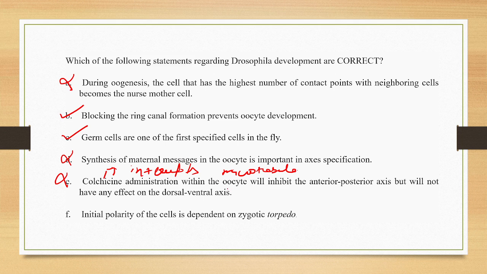The last point is, initial polarity of the cells is dependent on zygotic torpedo. See, initial polarity is primarily dependent upon the maternal factors, not on zygotic torpedo genes. Whenever the term initial polarity comes, the credit has to go to the maternal genes and not to the zygotic genes. So this option is also incorrect.